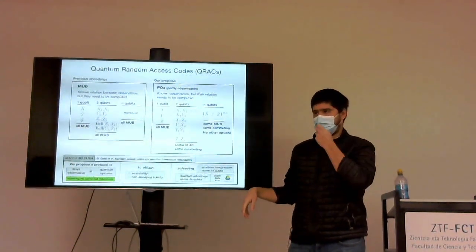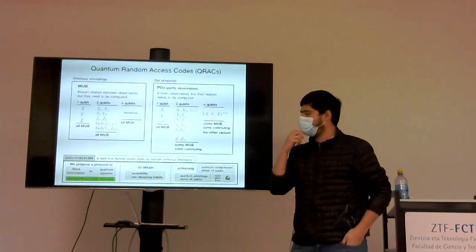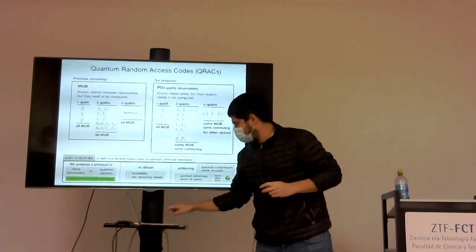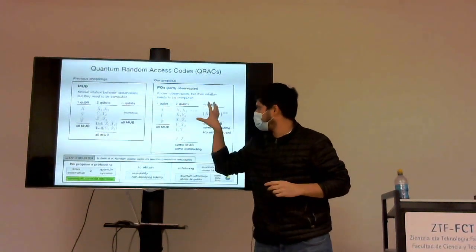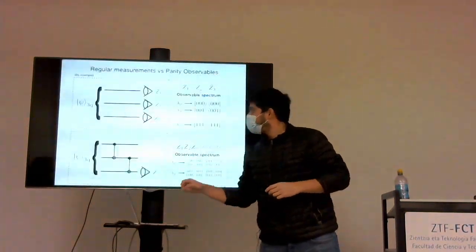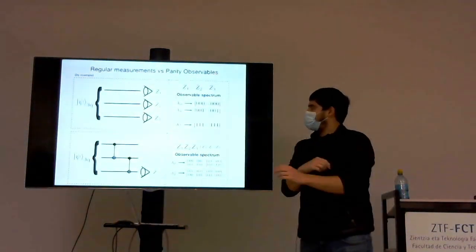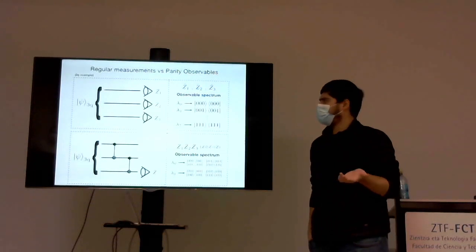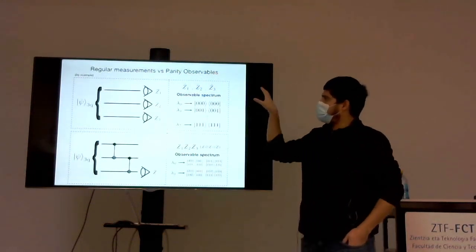Many of them, by the way, but we would do this with some quantum advantage. Okay, so let's get onto how we get to this point from this approach. So, to go forward, let's distinguish between these two kinds of measurements: a regular measurement and a parity observable.